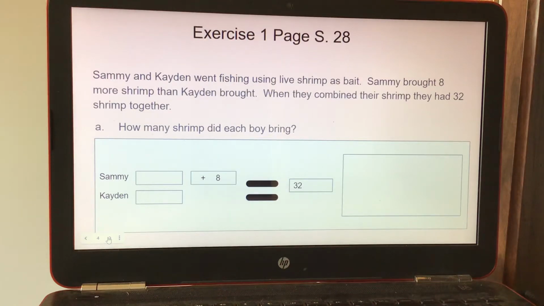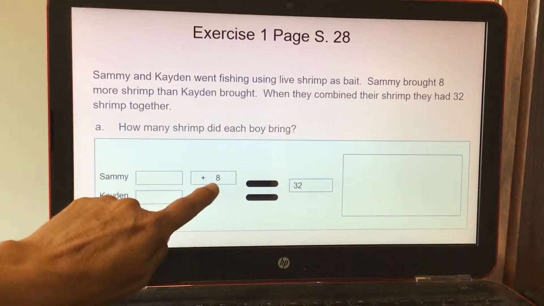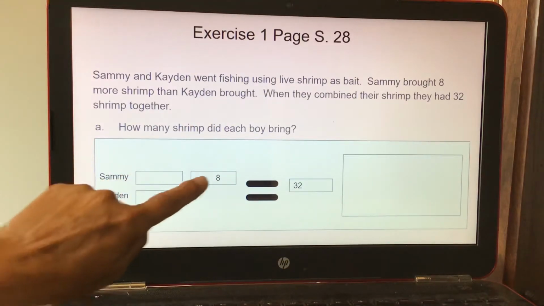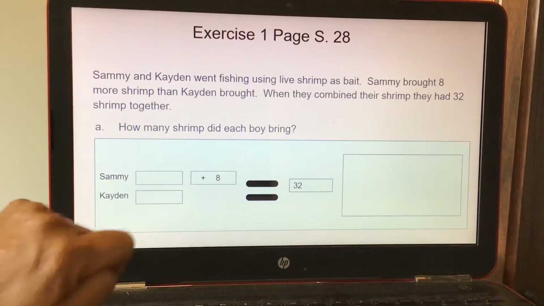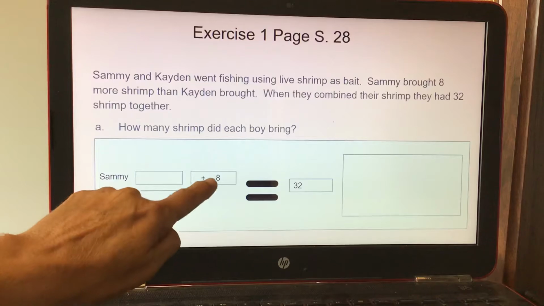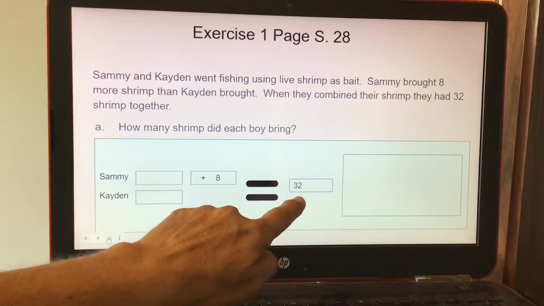Sammy and Kaden went fishing using live shrimp as bait. Sammy brought 8 more shrimp than Kaden brought. When they combined their shrimp, they had 32 shrimp together. How many shrimp did each boy bring? Well, they gave you that Sammy had 8 more, so this is how I would set it up. Sammy, you don't know this number yet, you don't know this number yet, but Sammy has 8 more that he brought. And they gave you the total was 32.